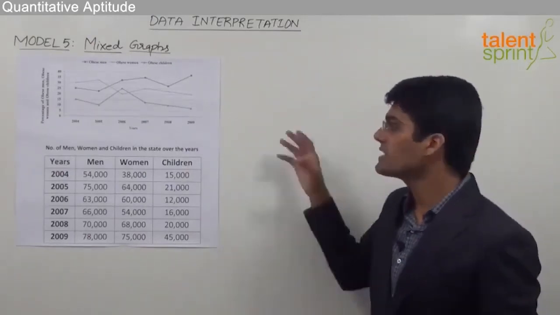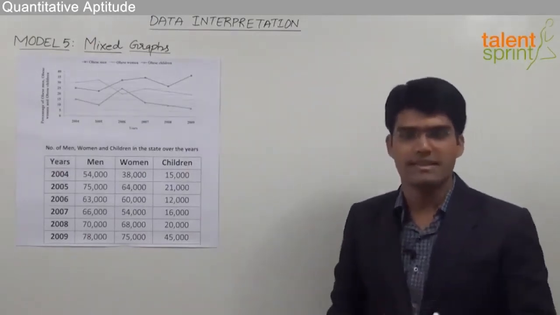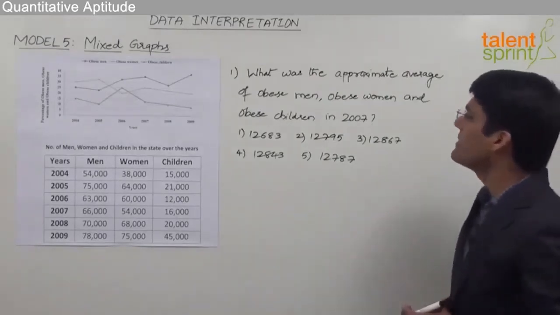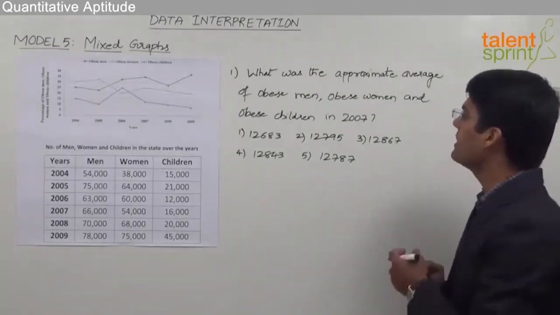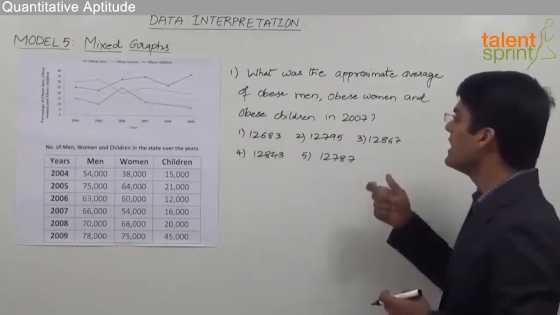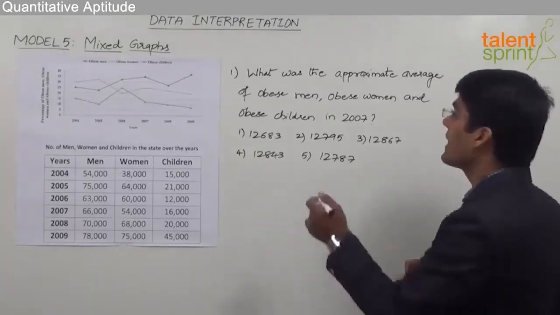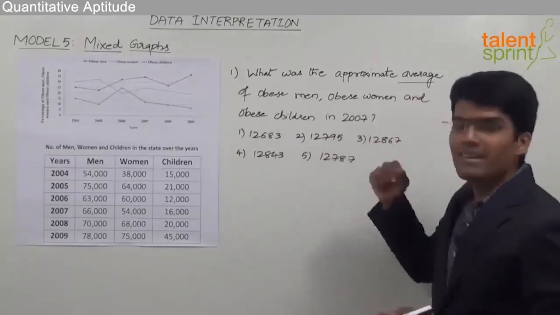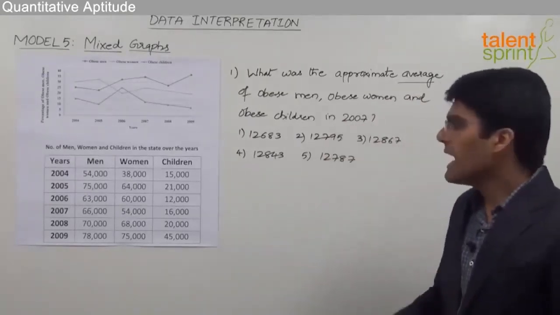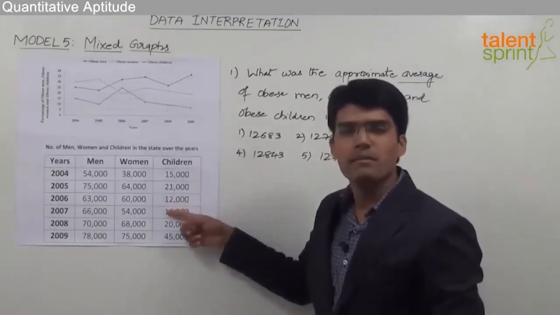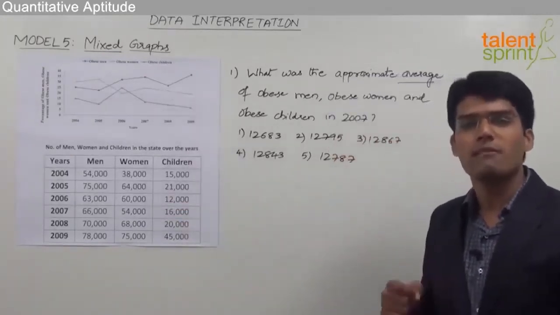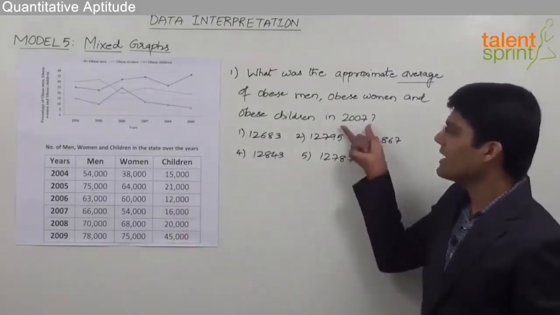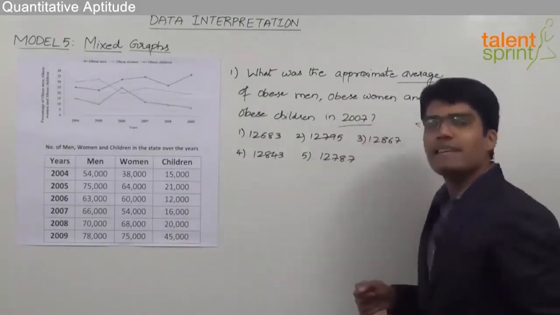Let us now take the various questions that have been asked along with this data. The first question given here is, what was the approximate average of obese men, obese women and obese children in 2007? So here we need to find out the average of obese men, women and children in the year 2007. Now we know that from the given graph and the table we can find out the number of obese men, women and children for any of the given years. So let us find out each of those values for the year 2007 and then take the average.